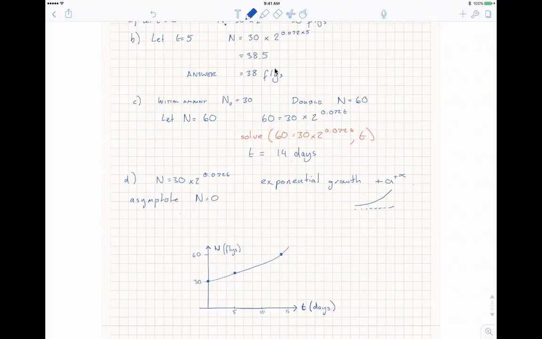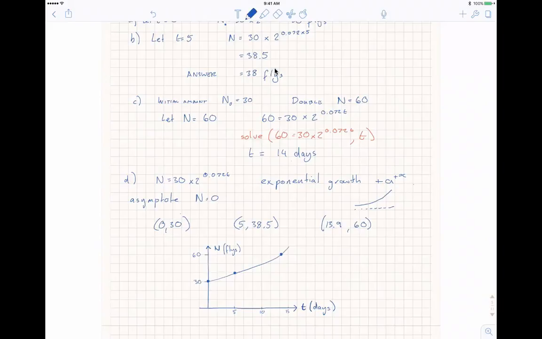We've also got 3 points on the graph that we found previously. We've already found the point 0, 30 in part A. In part B, we found the point 5, 38.5. And in part C, we found the point 13.9, 60. Notice I'm using the values before they are rounded to whole amounts.